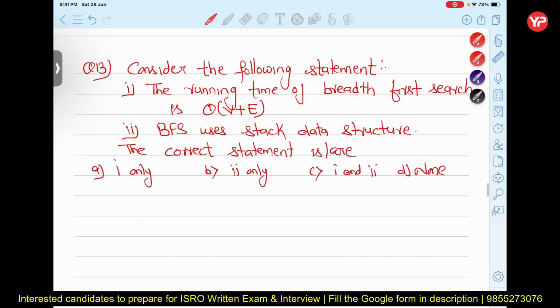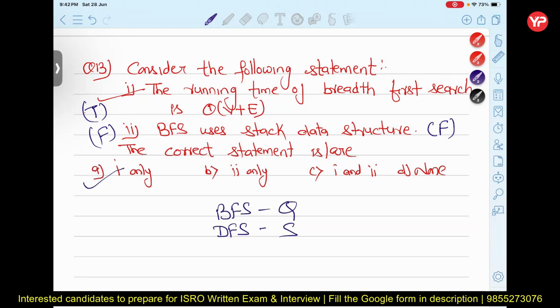Consider the following statements. The running time of BFS is order of V plus E, which is absolutely true. BFS traverses level by level. BFS uses the stack data structure, which is false. You know that BFS uses the queue data structure and depth first search uses the stack data structure. So BFS does not use a stack, it uses a queue. And the running time in both cases is theta of V plus E. So the first is true, the second one is false. So which one is true? One only.